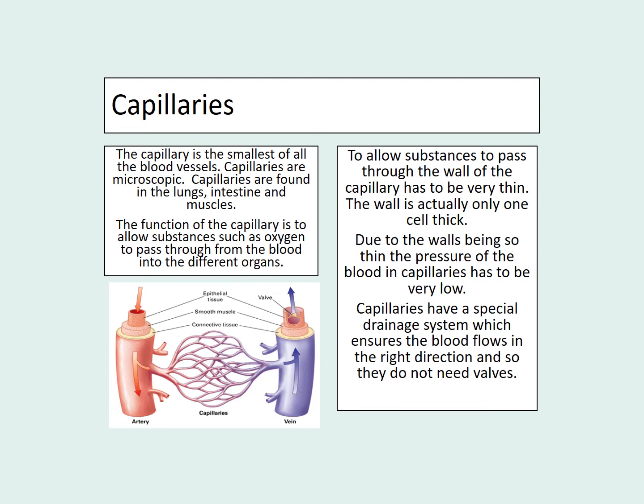Now, the adaptations of a capillary is that they are 1 cell thick. Again, we need to use that terminology. They are 1 cell thick. That means that they're incredibly thin, so substances can easily diffuse across them. So oxygen can diffuse across the outside of a capillary. So glucose can diffuse across the outside of capillaries. Okay? Really important, because this is where, as I say, that exchanging of substances takes place.